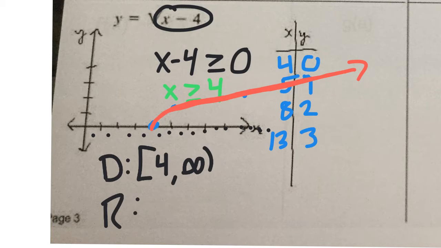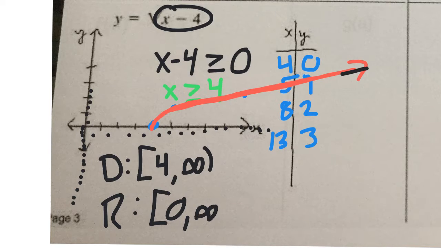Next, we look at the range. What is the lowest y value the graph takes on? 0. It never gets lower than 0. And then the highest y value the graph takes on. Well, it's growing slowly, but it is continuing to grow upwards. So it would go up forever to positive infinity.